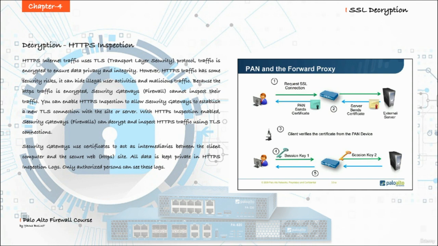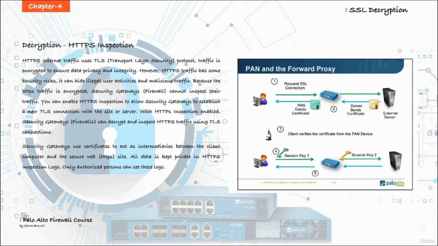You can activate the SSL decryption feature to allow your firewall devices to establish a new TLS connection with the site or server. With SSL decryption enabled, security gateways can decrypt and inspect HTTPS traffic using TLS connections. Normally, when we do not use SSL decryption, the firewall cannot examine this traffic when the user goes to an HTTPS site. But when we enable this SSL decryption feature, we can examine the user's SSL traffic. Now let's go to our firewall.